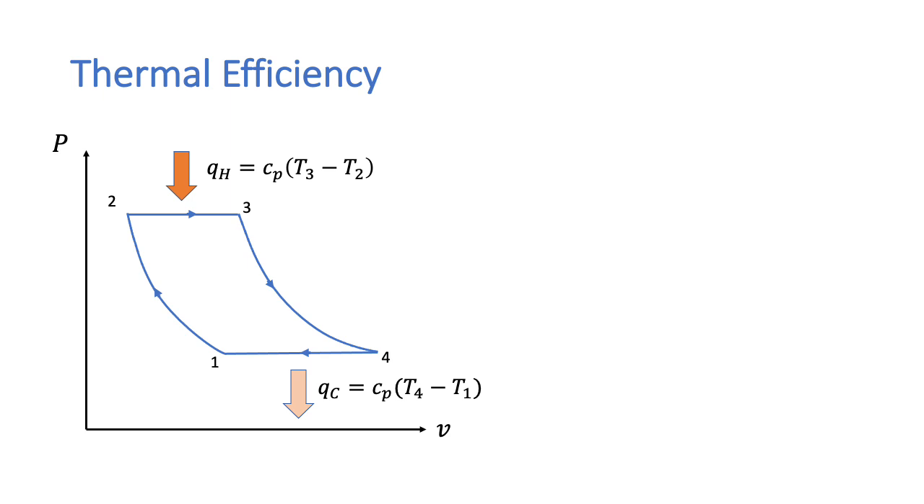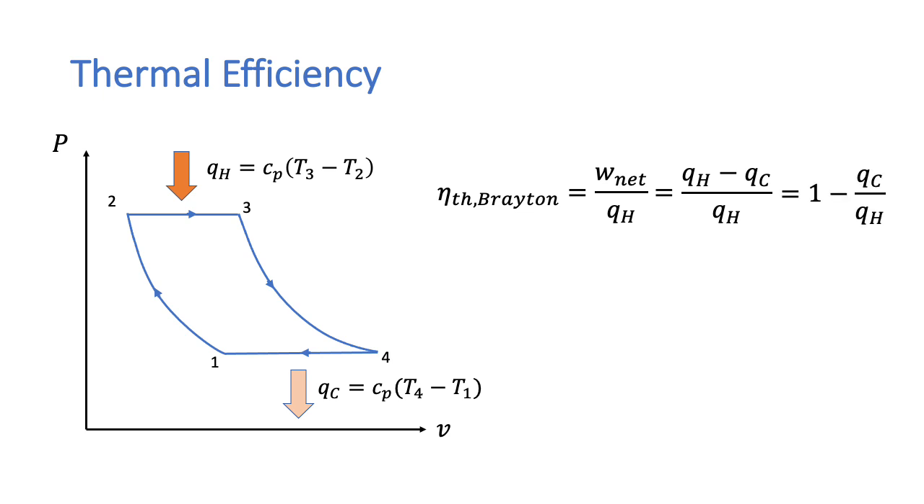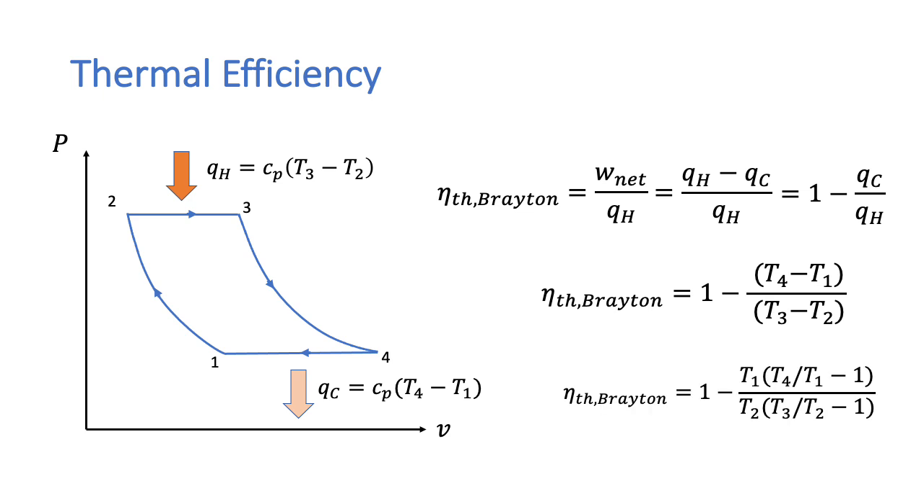We can now calculate the thermal efficiency of a Brayton cycle. The thermal efficiency is defined as the net work output divided by the heat input. This is (QH minus QC) divided by QH, or 1 minus QC divided by QH. The efficiency, therefore, is equal to 1 minus (T4 minus T1) divided by (T3 minus T2). We can write this in terms of temperature ratios. We now need to evaluate what these temperature ratios are.